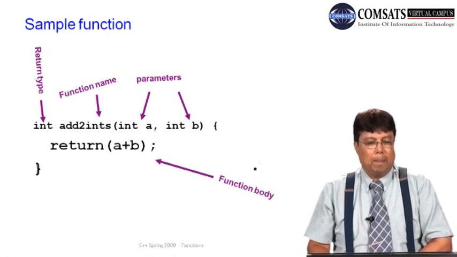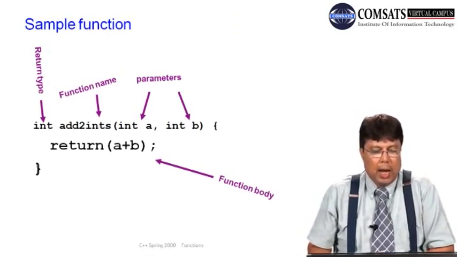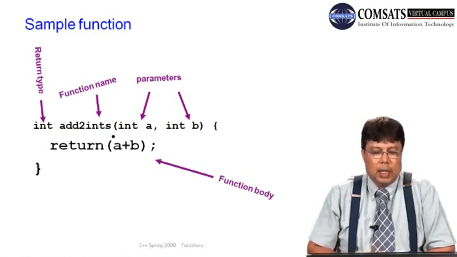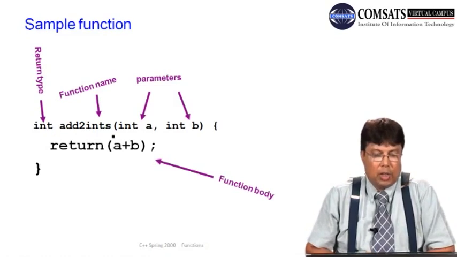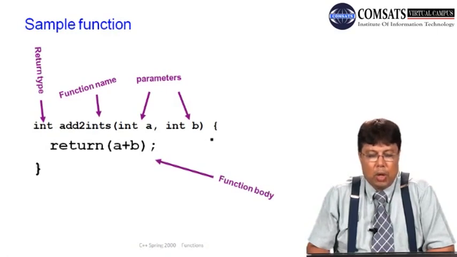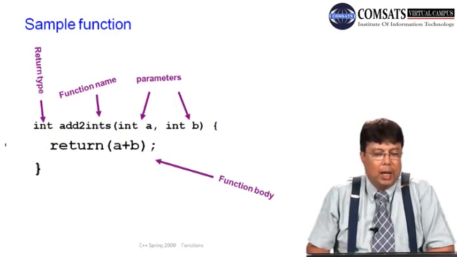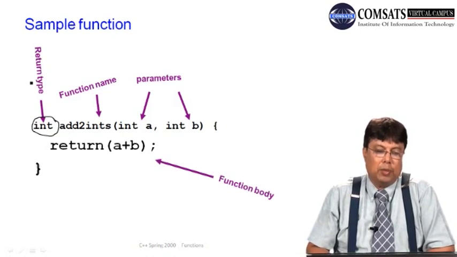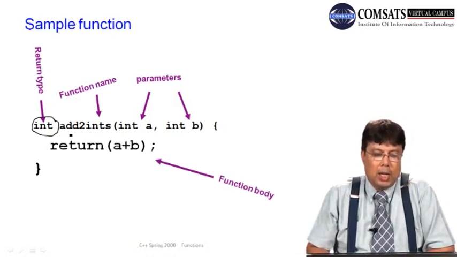So suppose int addition, add 2 ints. This is the declaration of a function. Okay, not a declaration, it's a definition, because we have provided the body of the function also. So let us identify different things. Int, this is return type or the type of the function. जो return type होती है, that is also known as the type of the function. Add to ints is the function name. हमने इस function का नाम रखा है add to ints.